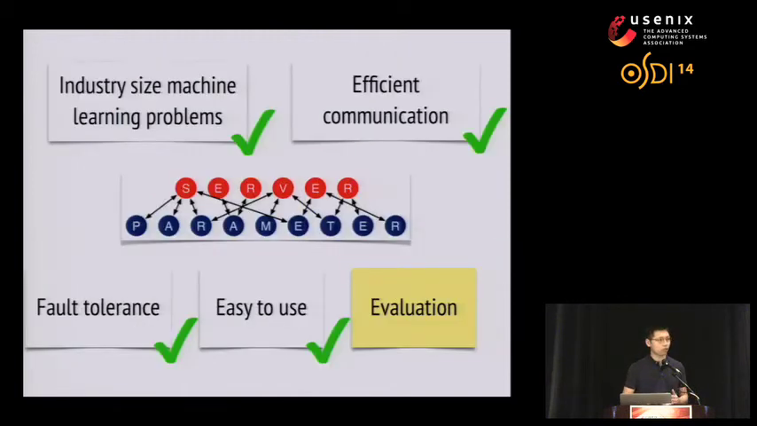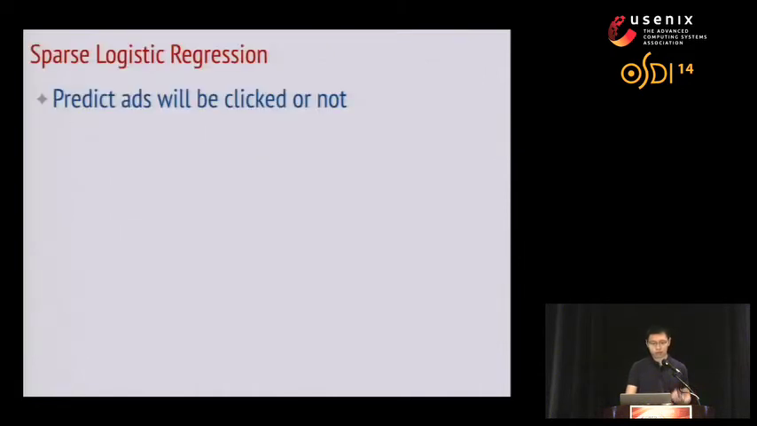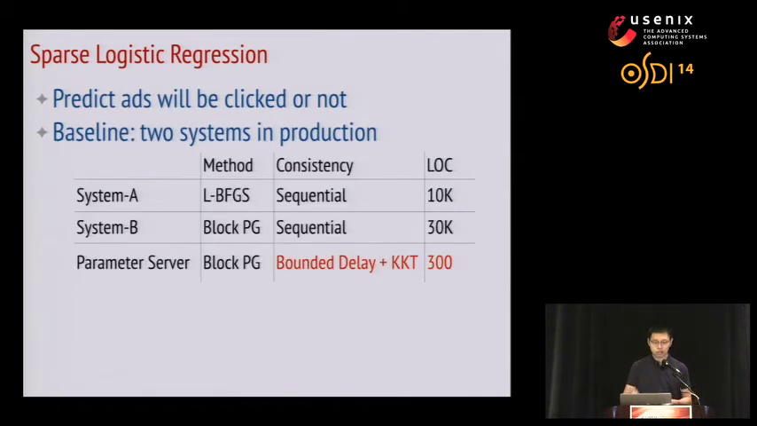Now I would like to move to the evaluation part. We evaluate this system on large-scale machine learning applications in different internet companies. The first application is the ad click prediction we have discussed before. We use Sparse Logistic Regression as the machine learning application. We use 2 systems in production as the baseline, System A and System B, using different learning algorithms but the same sequential consistency model. We implement the algorithm used by System B in the parameter server, but relax its consistency model into bounded delay and the KKT filter. Because the parameter server provides user-friendly functions, we can implement the same algorithm by reducing the lines of code from 30,000 to 300.